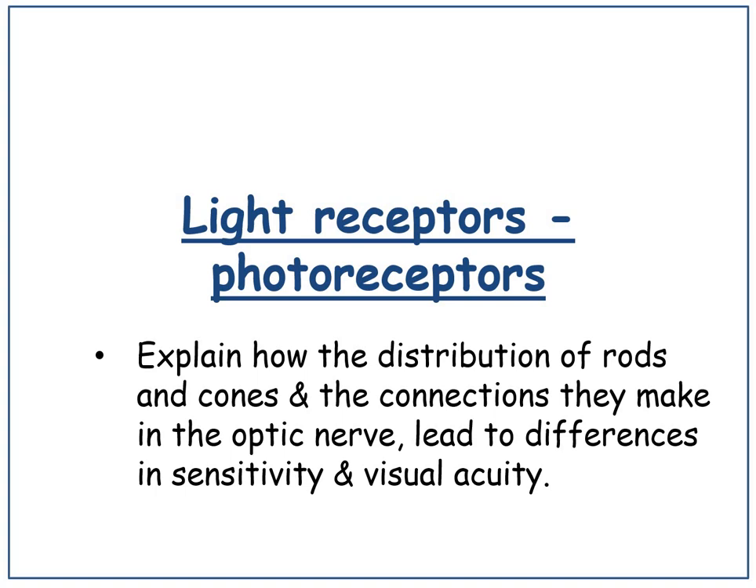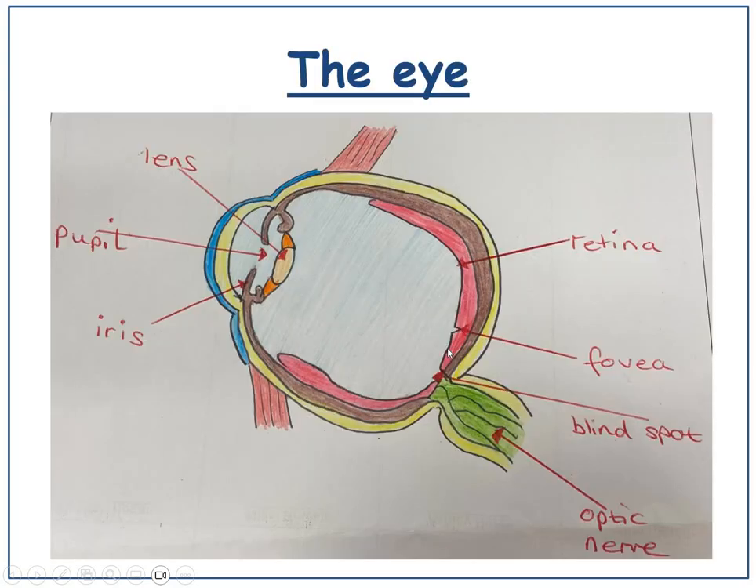Light receptors, photoreceptors for A-level biology. So you want to be able to explain how the distribution of rods and cones and the connections they make in the optic nerve lead to differences in sensitivity and visual acuity. So just a quick recap of the structure of the eye.